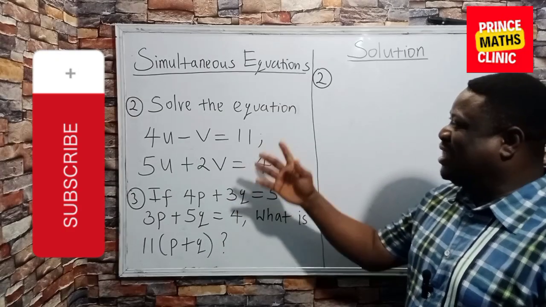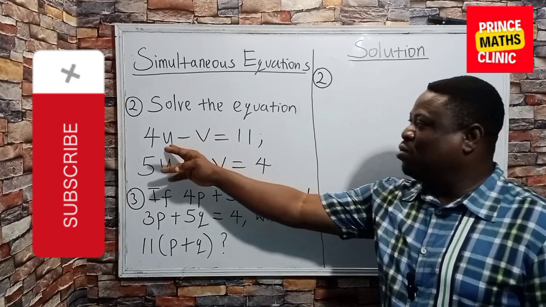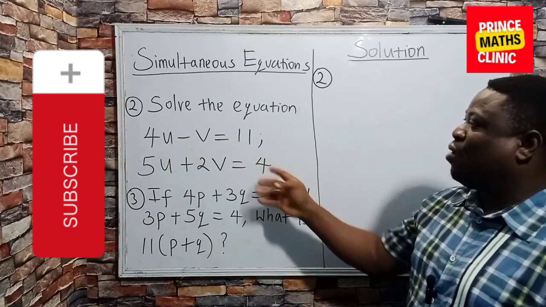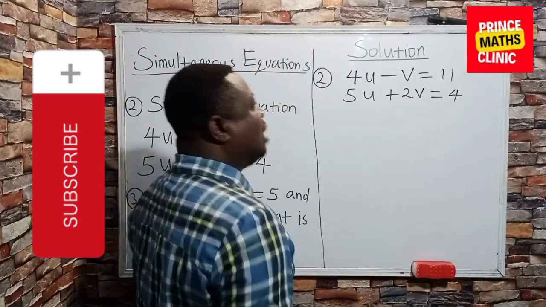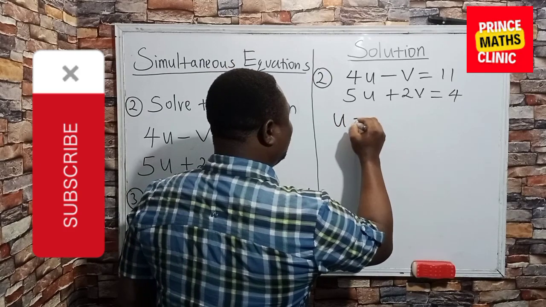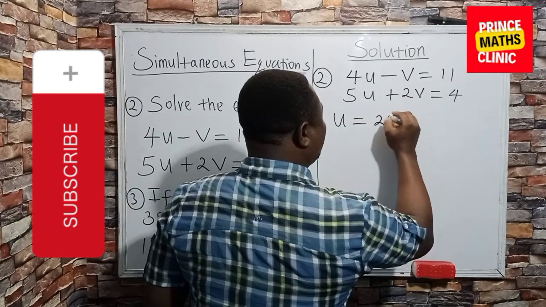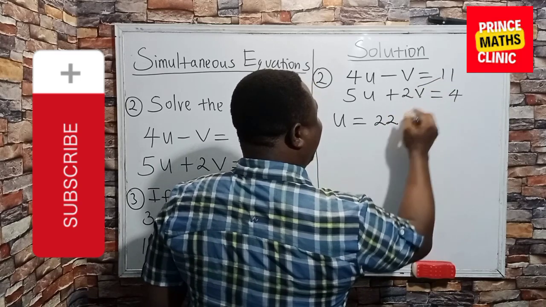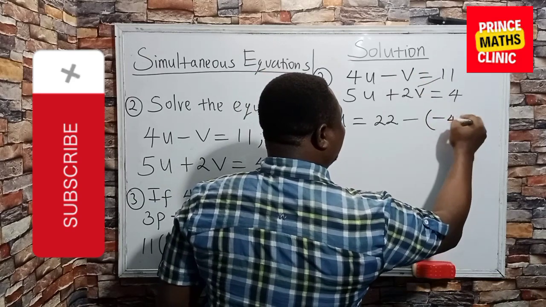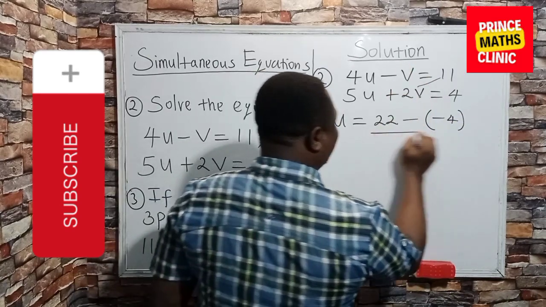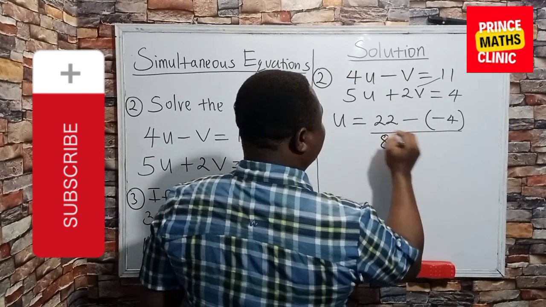Let's look at this interesting set of questions. The first one, number 2, says 4u minus v equals 11. So we are going to write that down. Now, to get our u, just do this. 2 times 11, 22. Minus, then minus this. 4 times 1 minus 4, because this is negative 1. Over, then you take this 2 times 4, 8.